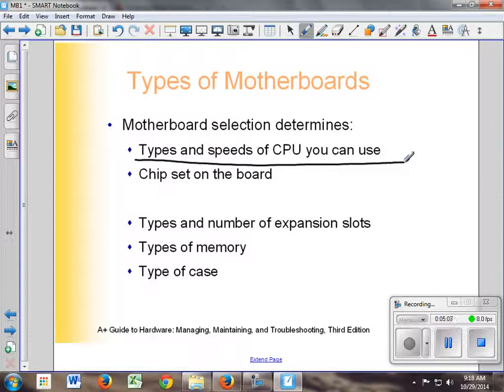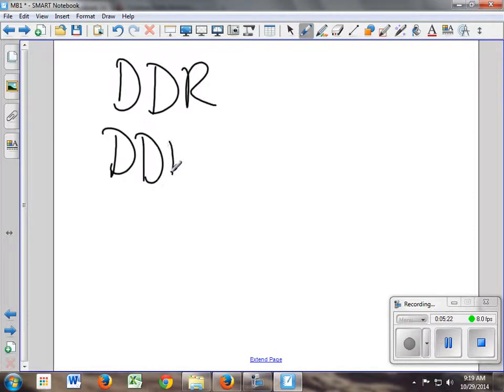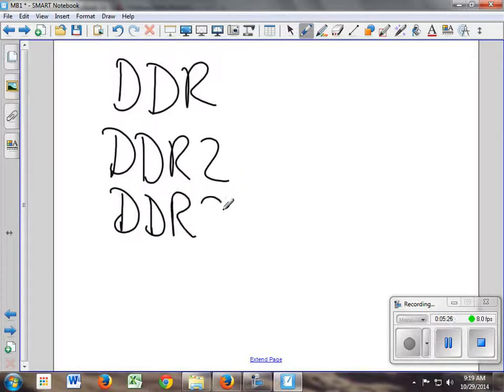Okay? Motherboard determines the types of memory that I can plug into it. Okay? We've got 3 different kinds of memory standards today, really 2 that are of use anymore, and those are DDR, DDR2, and DDR3. And this came out and has had a speed of between, what was the first one?